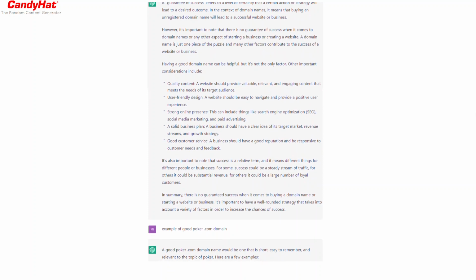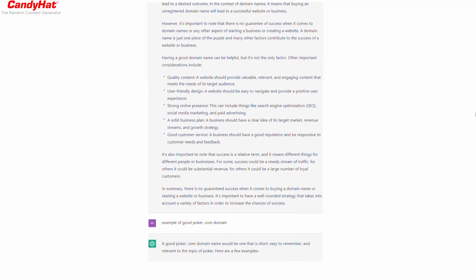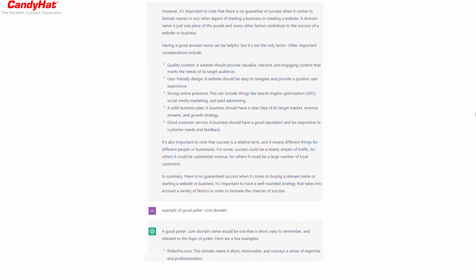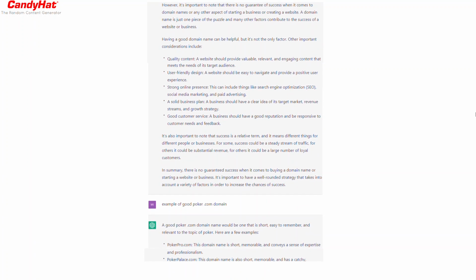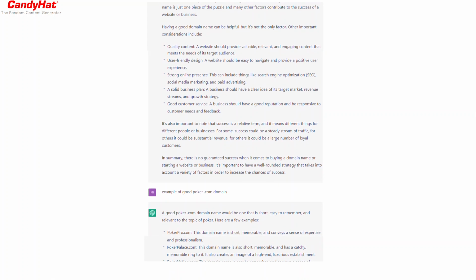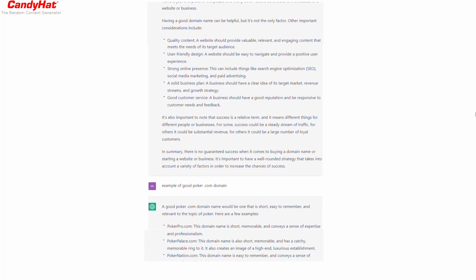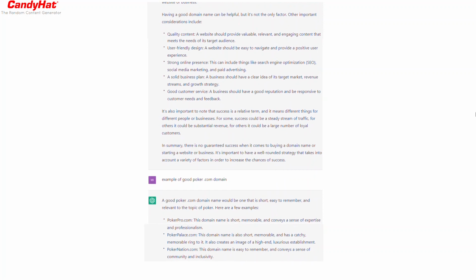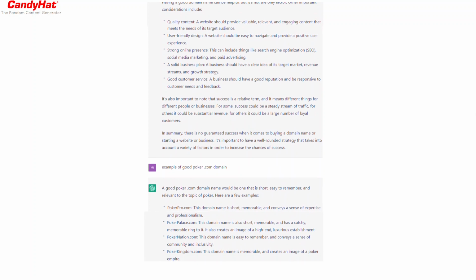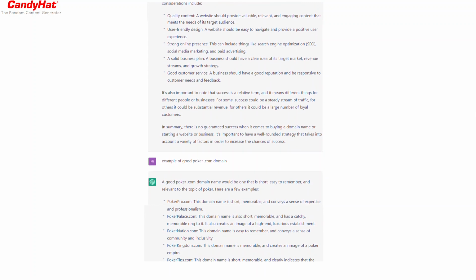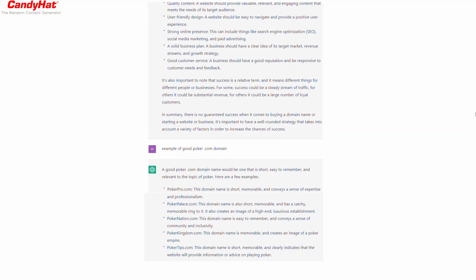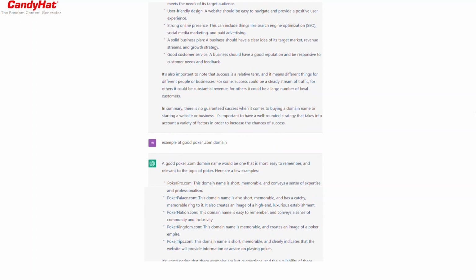Other important considerations include quality content. A website should provide valuable, relevant, and engaging content that meets the needs of its target audience. User-friendly design. A website should be easy to navigate and provide a positive user experience. Strong online presence. This can include things like search engine optimization, SEO, social media marketing, and paid advertising. A solid business plan. A business should have a clear idea of its target market, revenue streams, and growth strategy. Good customer service. A business should have a good reputation and be responsive to customer needs and feedback.